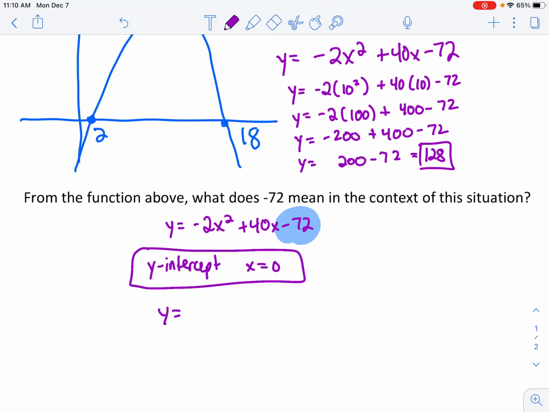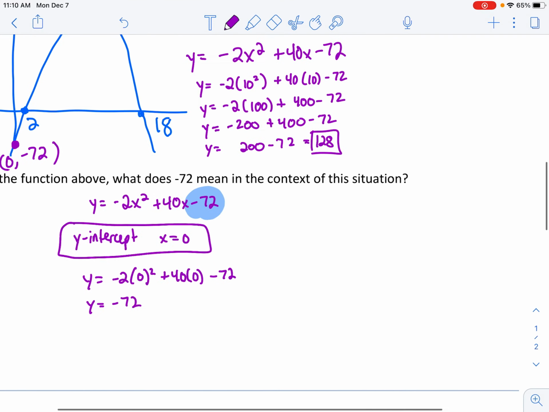So if we put 0 in for x, we've got negative 2 times 0 squared plus 40 times 0 minus 72. That's just going to be 0 plus 0 minus 72, so that would be y equals negative 72. So what does that mean? Well, first of all, that means where it crosses the graph up here, that's going to be at negative 72, so 0, negative 72. And it also means that when the water temperature is 0, there will be negative 72,000 fish present.